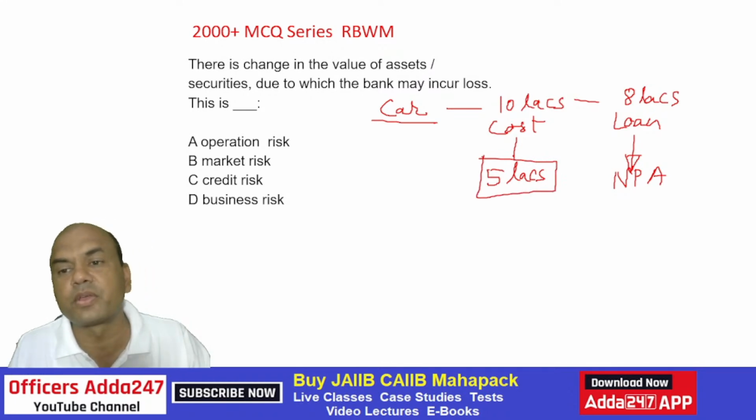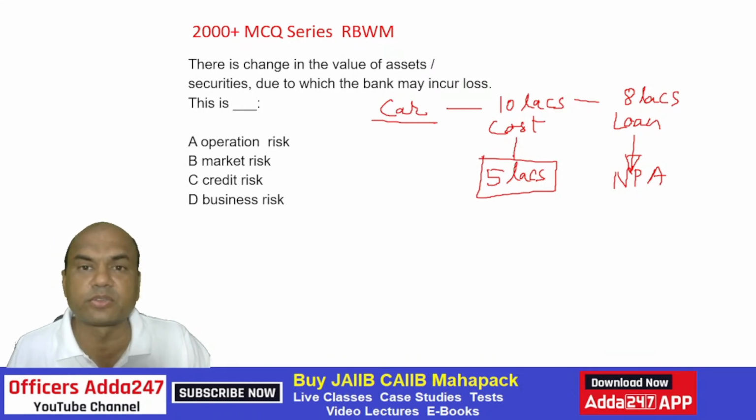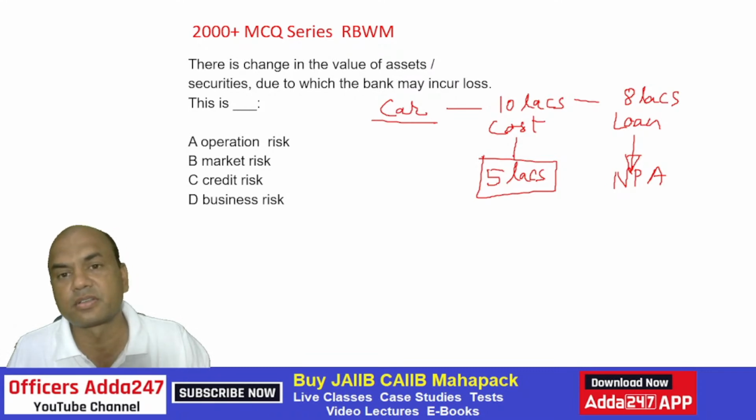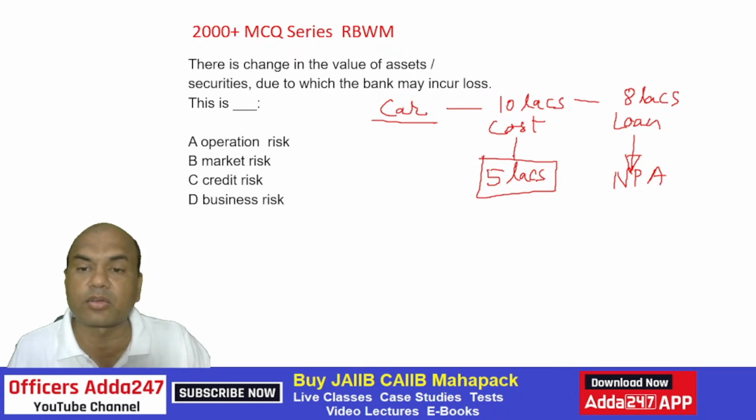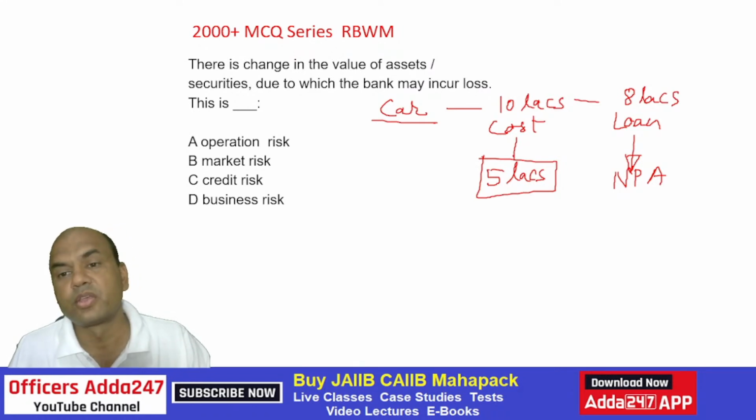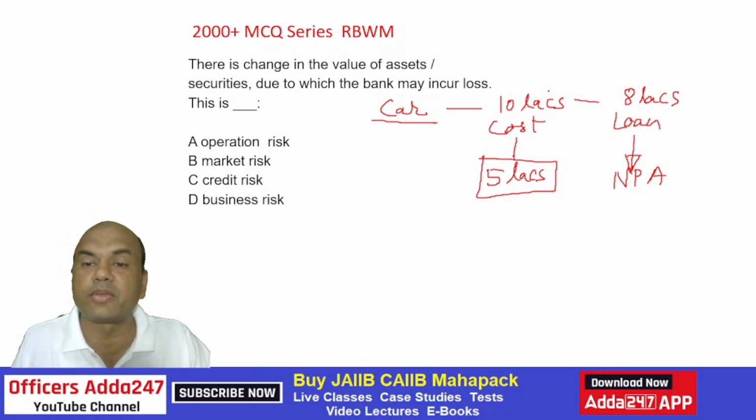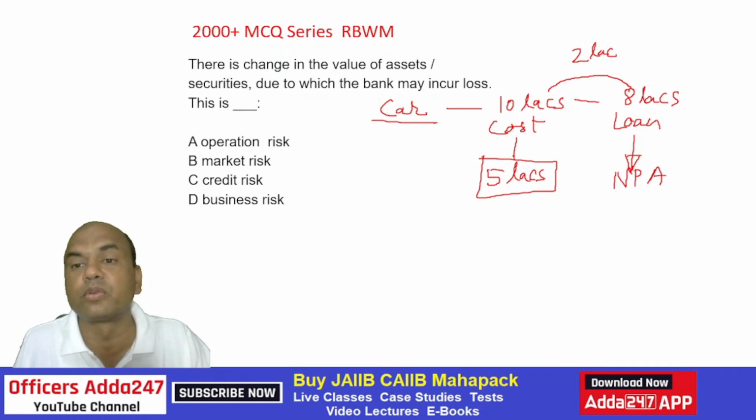Imagine you have given a loan of 8 lakhs and within the first 6 months this loan has become NPA. In the first 6 months, what will happen? Your 8 lakhs will be almost 8 lakhs only, or 7 lakhs 60,000. But the value of this car will be what? If you go for selling this car immediately, the cost reduces by half. So you were in surplus, you were having a higher LTV ratio. 2 lakhs you are having higher, right? So 10 lakhs was the cost of the car and 8 lakhs was the loan. You are in surplus by 2 lakhs.